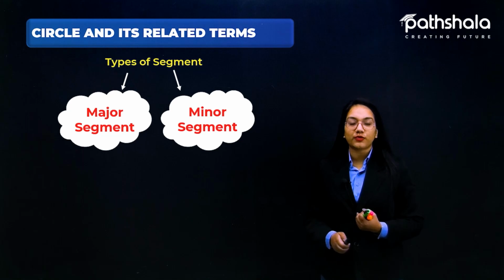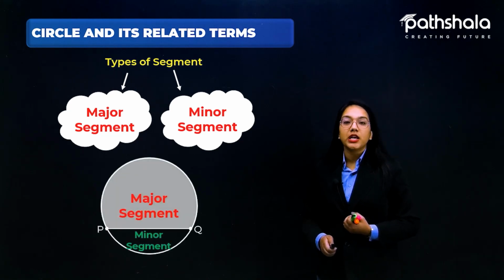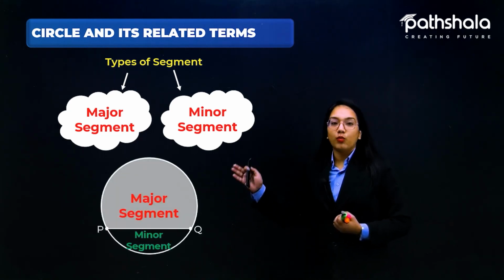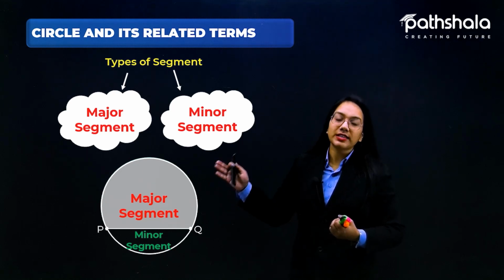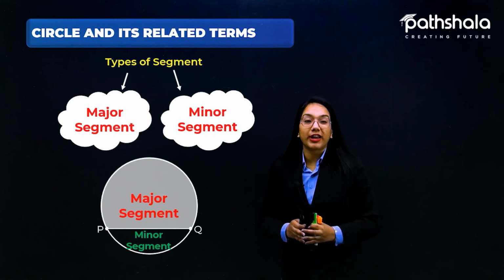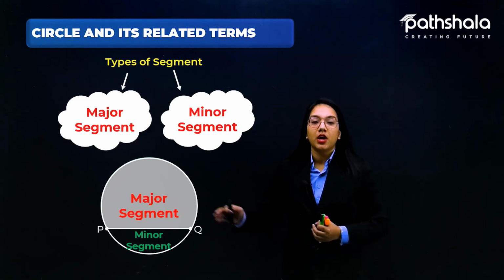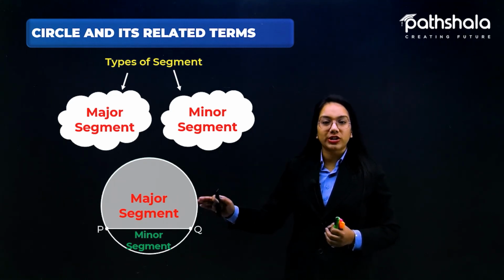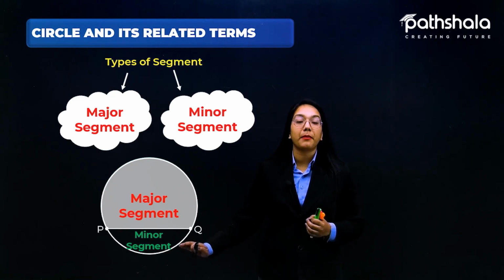Let us suppose I form that particular figure again. So this was the figure. What is the major segment? You can see by yourself that the major segment is the one that involves the major area, or the major portion of the circle. So this is called the major segment, and this is called the minor segment.